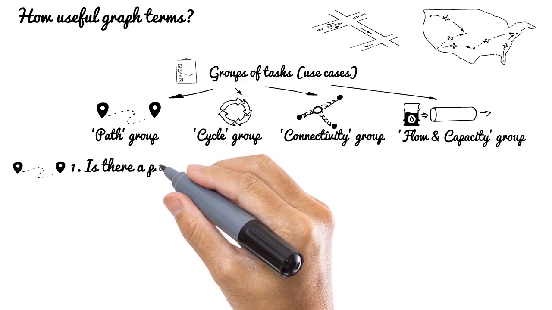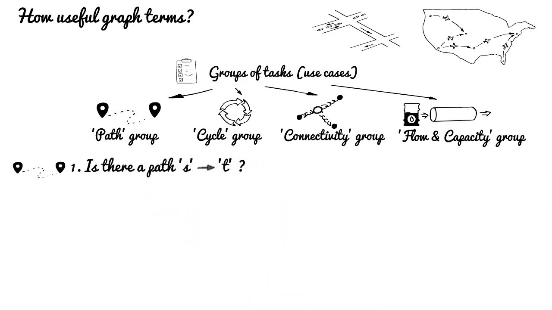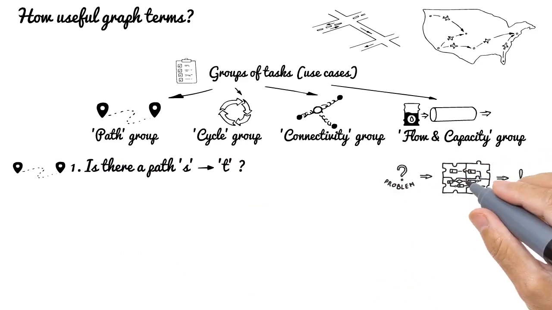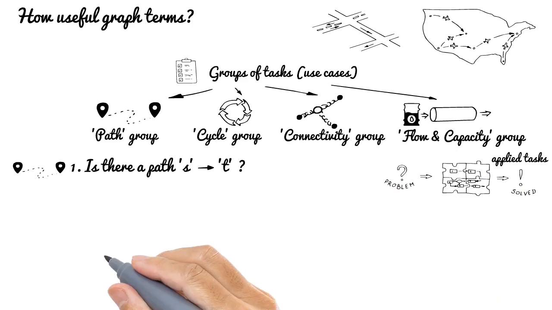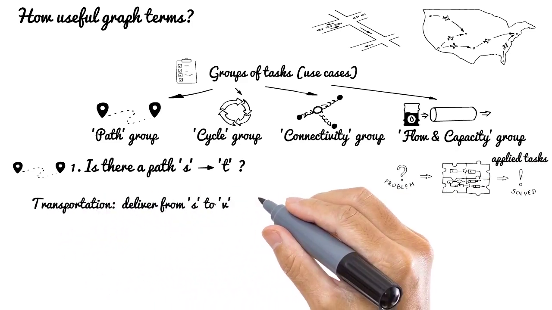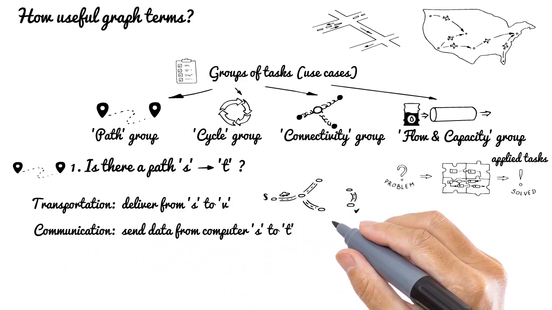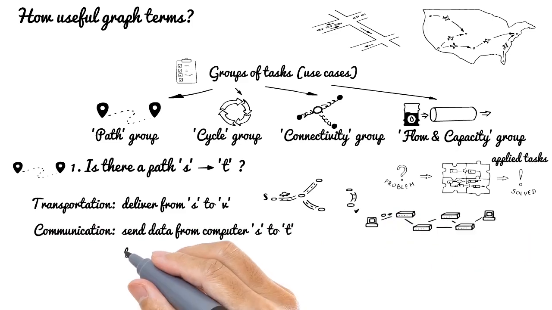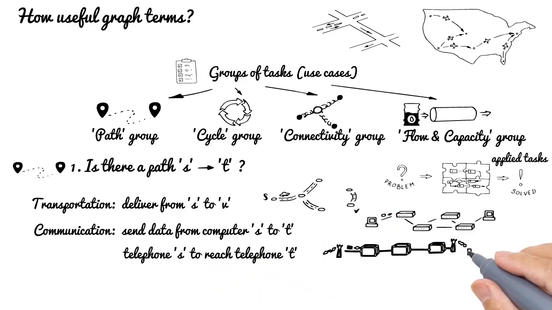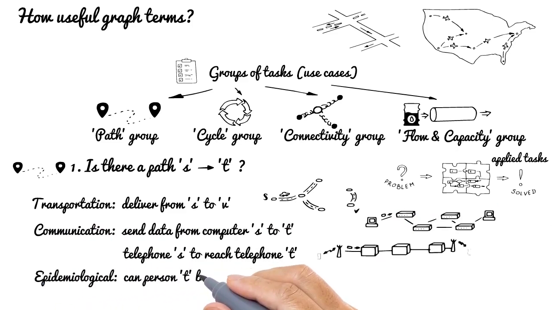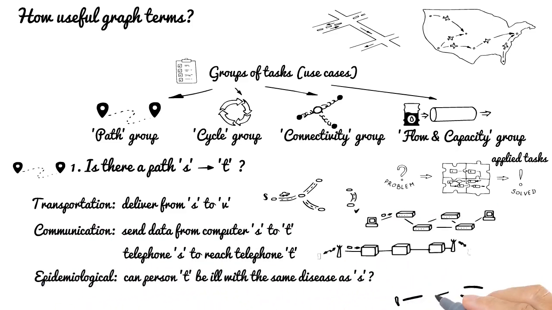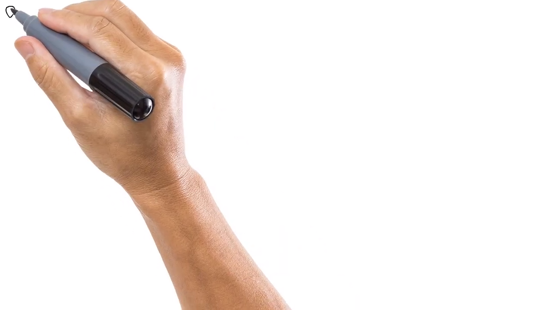First use case. Is there a path between S, source vertex, and T, target vertex? Why may it be important? Because you can solve applied tasks. Transportation problem: can you deliver something from point S to point T or not? Communication problem: can computer S send data to computer T through the network? Or can telephone S reach telephone T? Medical epidemiological problem: can person T be ill with the same disease as person S, if the disease could spread between people communicating with each other directly or through other people? And lots of other tasks.